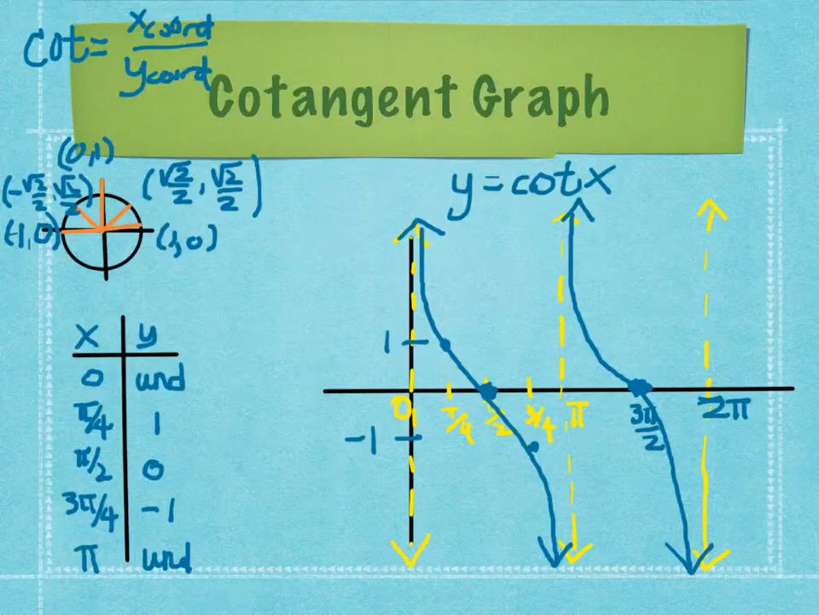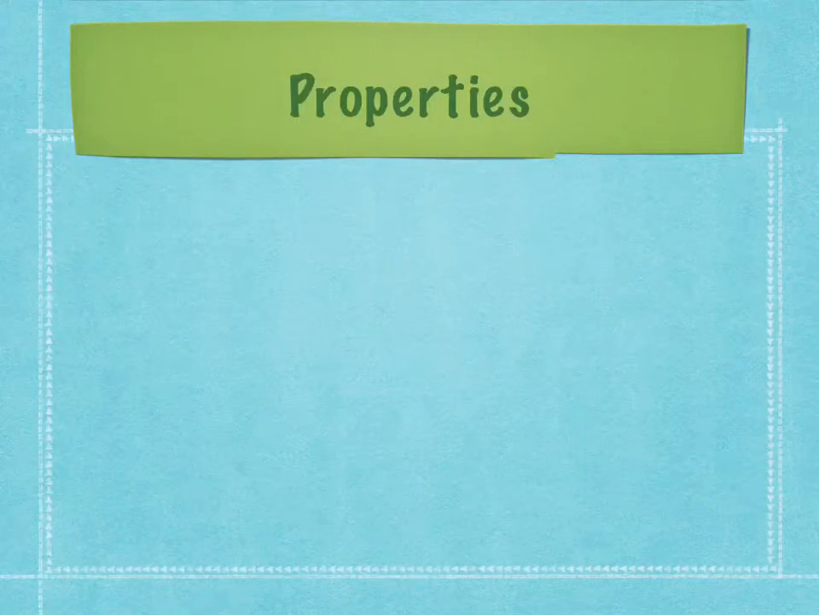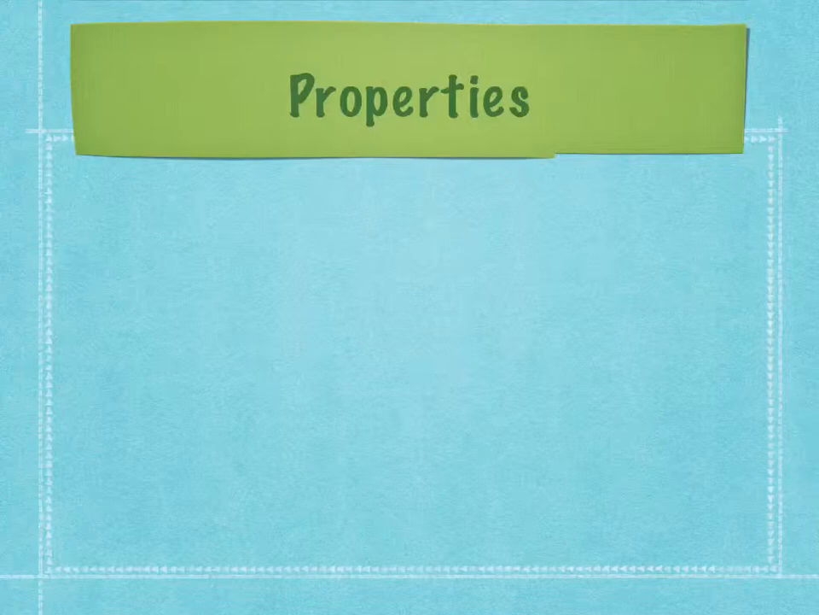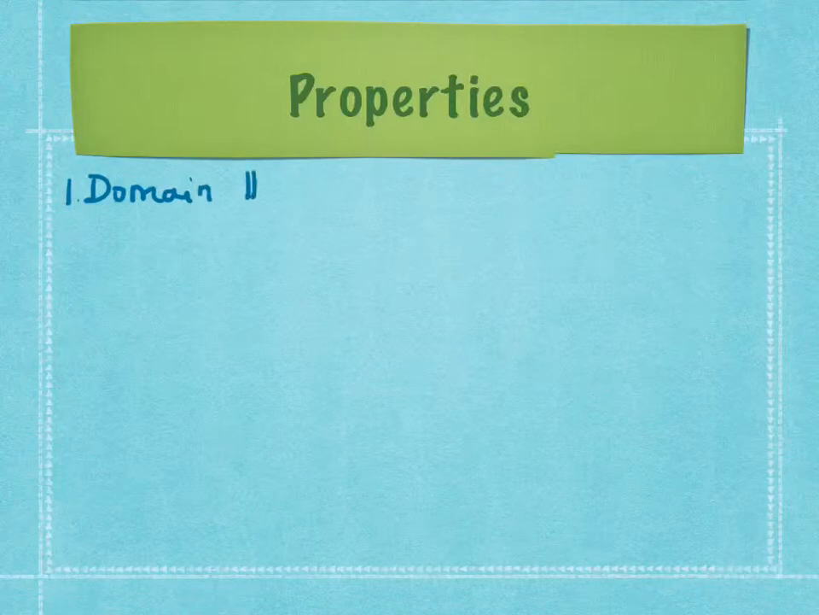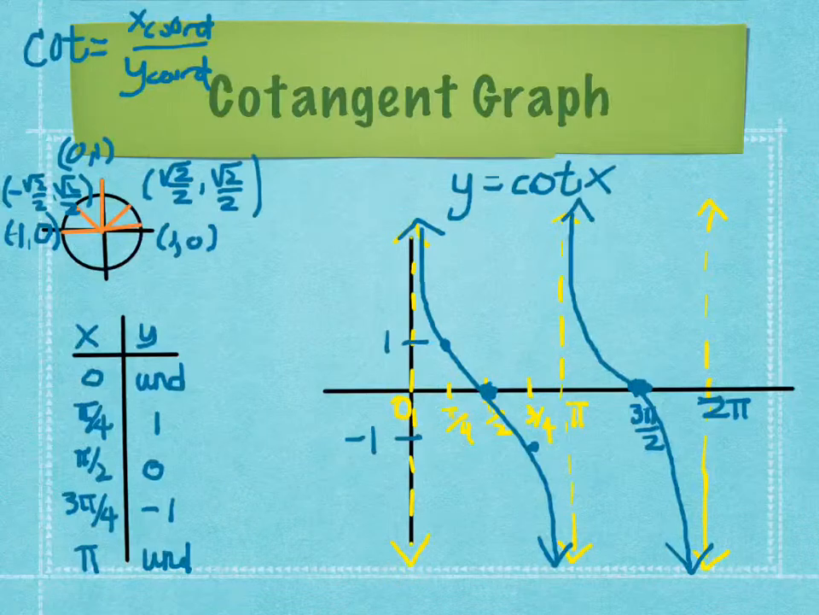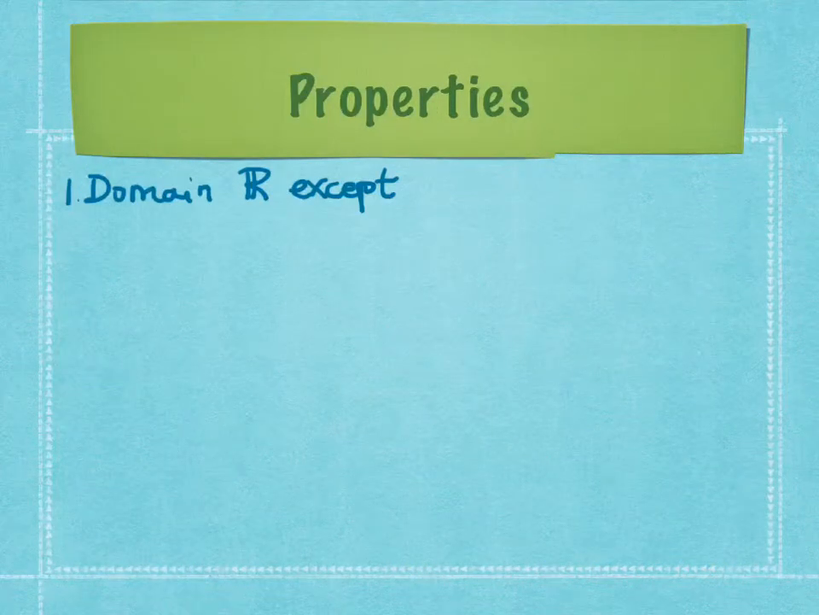Okay, so just like last time, we're going to look at some properties now. The first property, you should be getting the hang of this right now, is domain. So the domain, again, is all real numbers except some. And on this one, if you look back here, it's all real numbers except pi, 2 pi, 3 pi, 4 pi, so this is except n pi, where n is an integer.